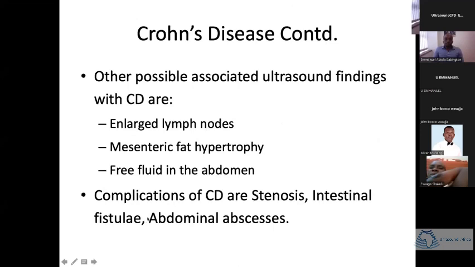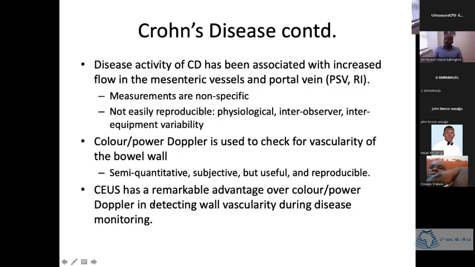The other possible associated findings with Crohn's disease are enlarged lymph nodes. Like I said earlier, you can find mesenteric fat hypertrophy, and you can find free fluid in the abdomen. Some complications of Crohn's disease are stenosis, that is narrowing of the bowel lumen, which can lead to postenotic dilatation, and you can find intestinal fistulae, abdominal abscesses, etc. Also bear in mind that shear wave elastography is very useful in monitoring these activities in Crohn's disease, because it helps you check the level of fibrosis in the thickened bowel.